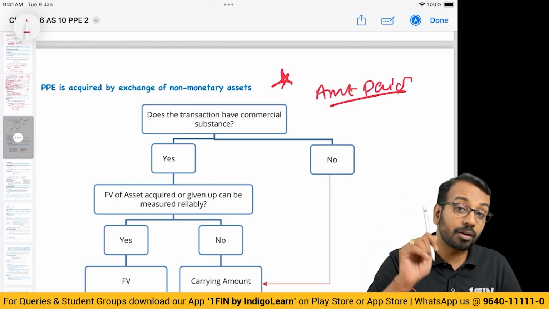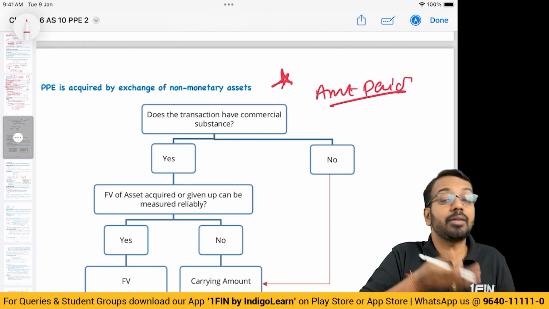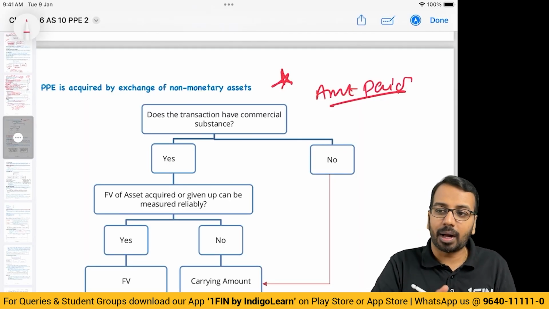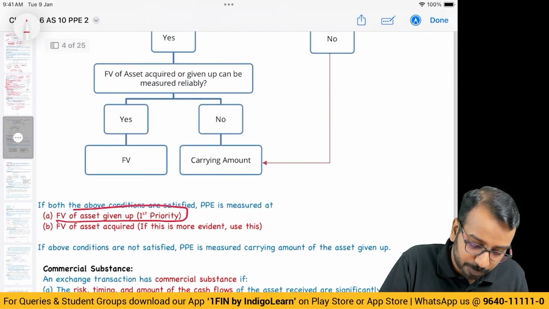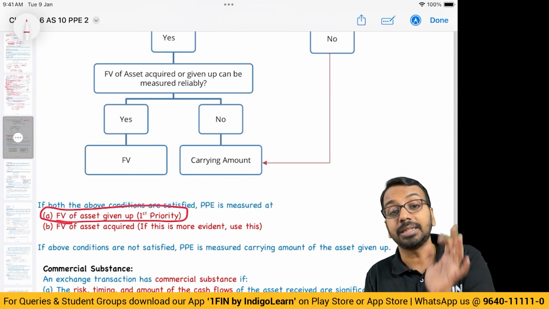I got this pencil. So, if I've got this pencil, I will ask, what value have I given to acquire the pencil? So, fair value of asset given up is always the first priority.